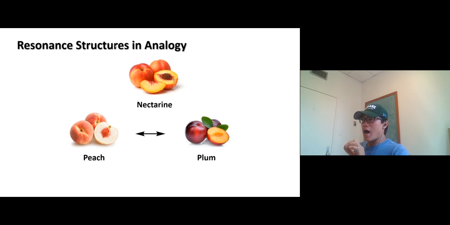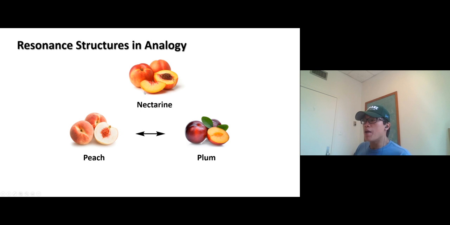Anyway, now the important part is right here. Nectarine never ever vibrates every second to peach and plum. Never. Nectarine is always nectarine. Peach is always peach, and plum is always plum. But each individually of peach and plum are not adequate to explain what a nectarine looks like, right? But put them together, mold them together, you get an idea.